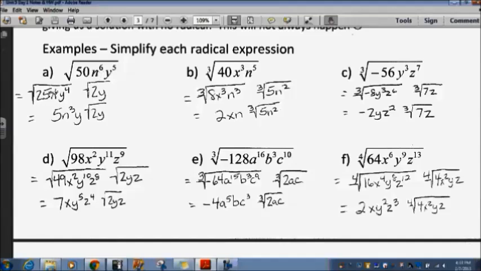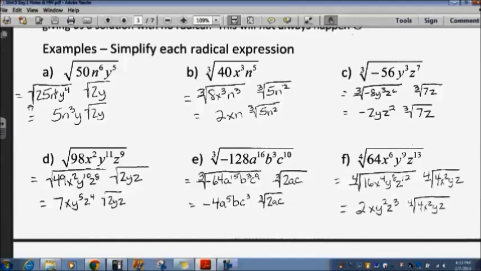N to the 6th is also a perfect square. Remember, any even exponent is a perfect square. Y to the 5th is not a perfect square, but y to the 4th is. I can take 4 of these out. I'll place the remaining y under this radical.